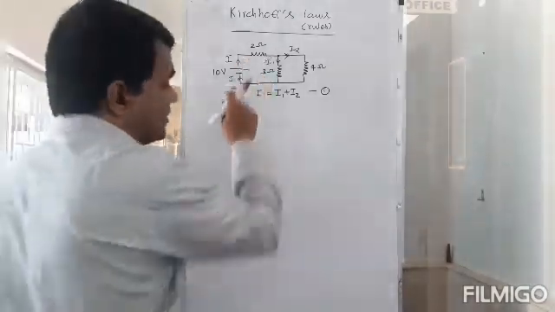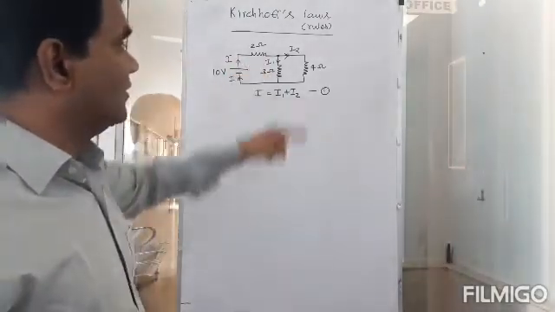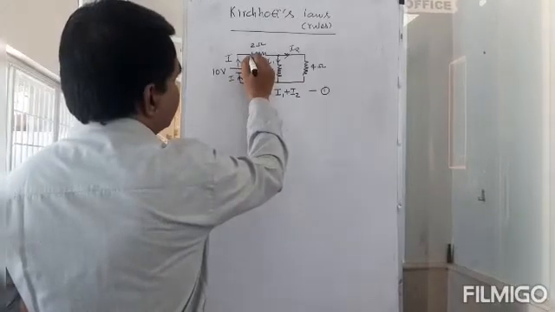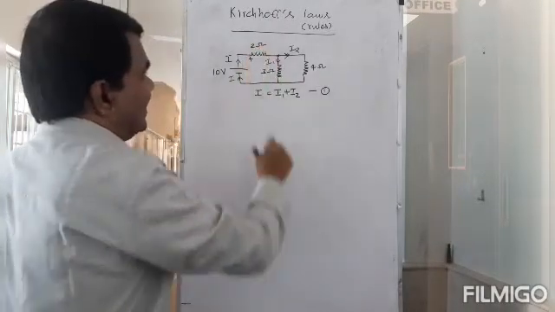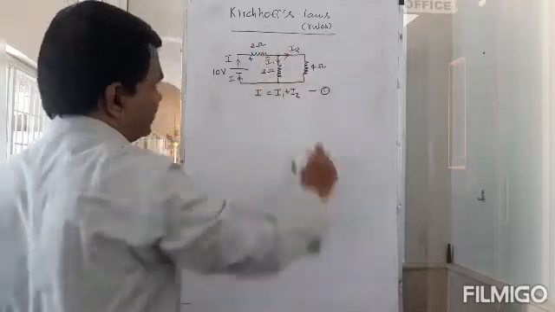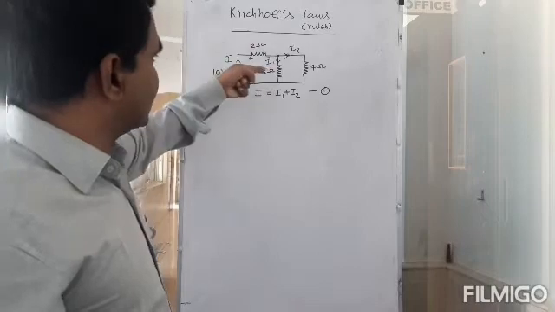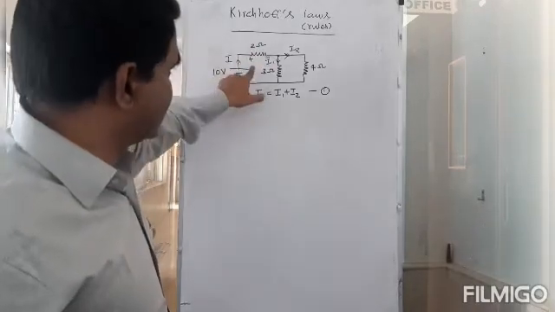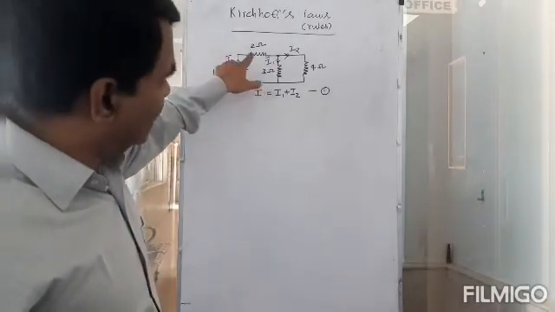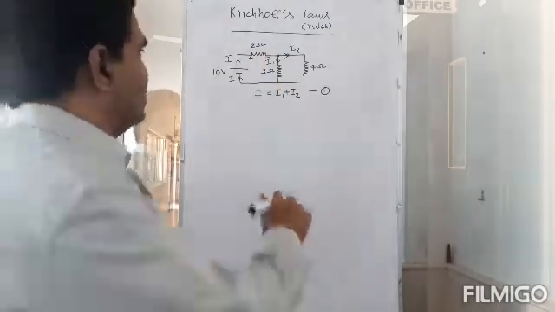If I take this resistor, the current entering the resistor will have positive potential. The current leaving this resistor will have negative potential. Because I have chosen I to be in this direction, I is entering the resistor here, so positive. Leaving the resistor there, it is negative. Now, I will come here.